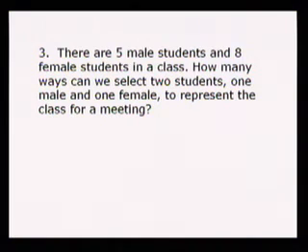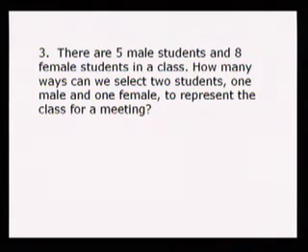It's like you have 2 steps. The first step is selecting the male, and the second step is selecting the female, right? Now, how many ways can you select the male? You have 5 male students, so there are 5 ways to do that. How many ways can you select the female? There are 8 different females, so there are 8 ways to choose that. So your 2 steps, there are 5 ways for the first step, 8 ways for the second step, 5 times 8.